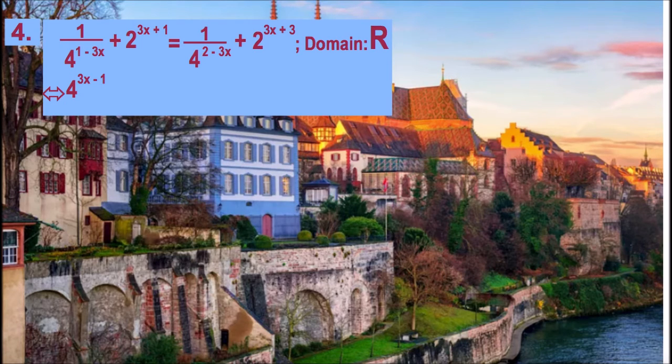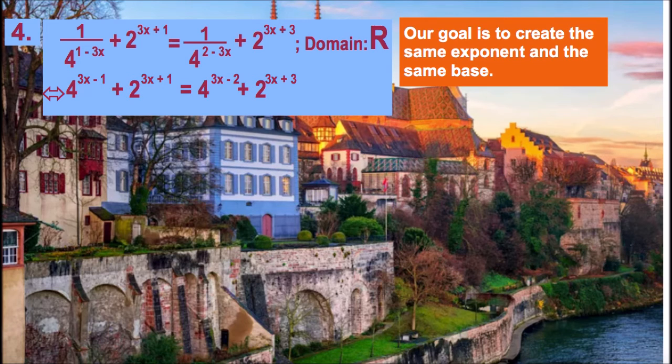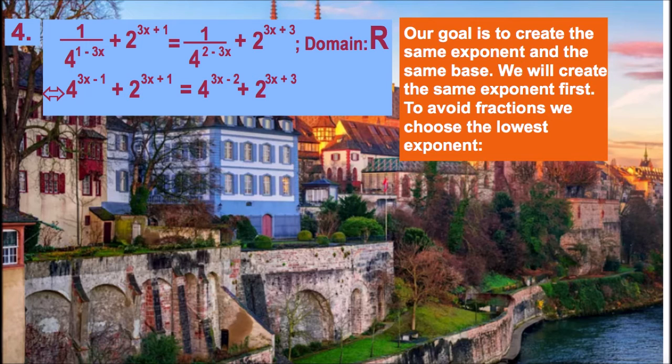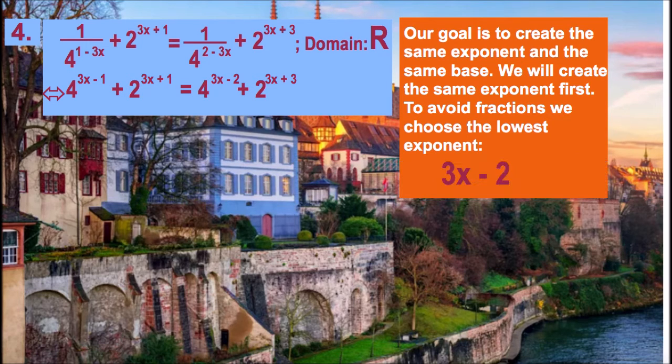The equation is equivalent to 4 raised to the power 3x minus 1, plus 2 raised to the power 3x plus 1, equals 4 raised to the power 3x minus 2, plus 2 raised to the power 3x plus 3. And our goal here is to create the same exponent and the same base. So let's create the same exponent first. To avoid fractions, let's choose the lowest exponent, 3x minus 2.